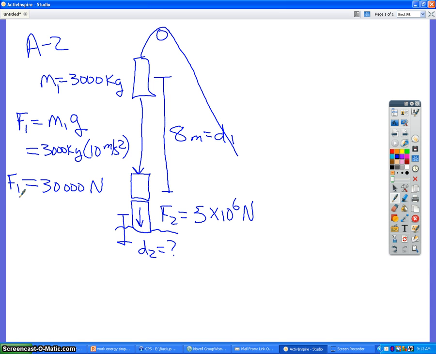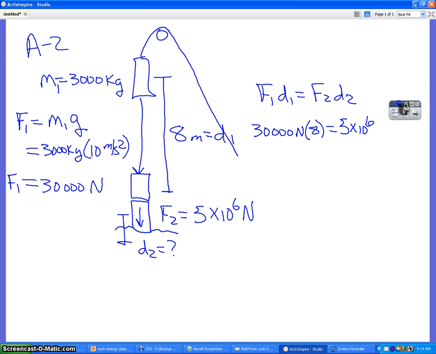At this point, we can use the equation F1 D1 is equal to F2 D2. That's for work. So work in should equal work out. We've got 30,000 newtons on one side. Our distance we said was 8 meters. That's equal to the second force, which is 5 times 10 to the 6th newtons. And then we can solve for D2.